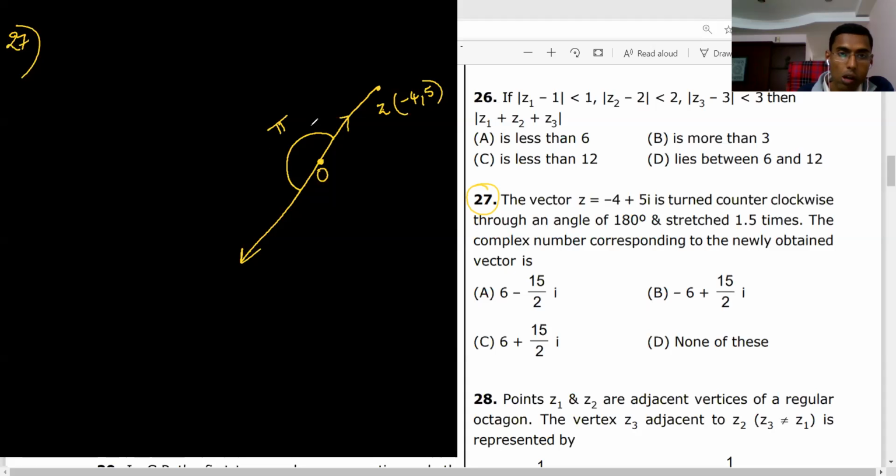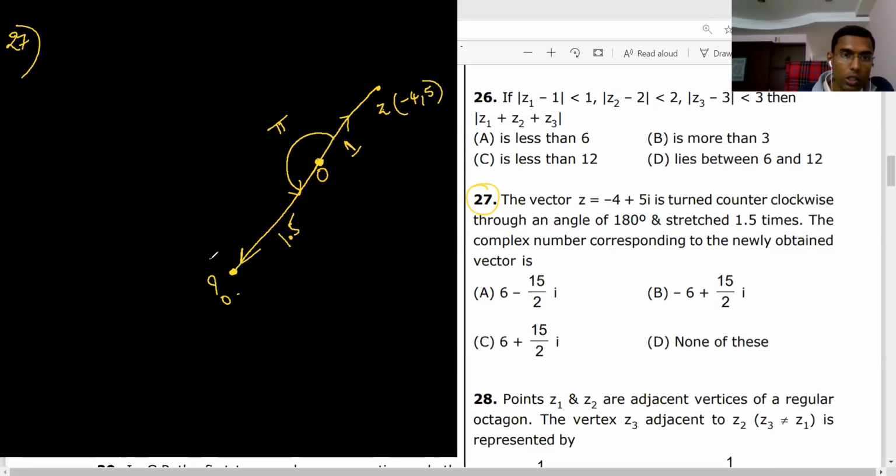This is pi. And then what they did, stretch 1.5 times. So this is 1.5 times of this one. Let's say this is 1 unit, then automatically this becomes 1.5 units. Stretched 1.5 times. The complex number corresponding to the newly obtained vector. So what is the question now? Already we discussed this one. What is the final vector?